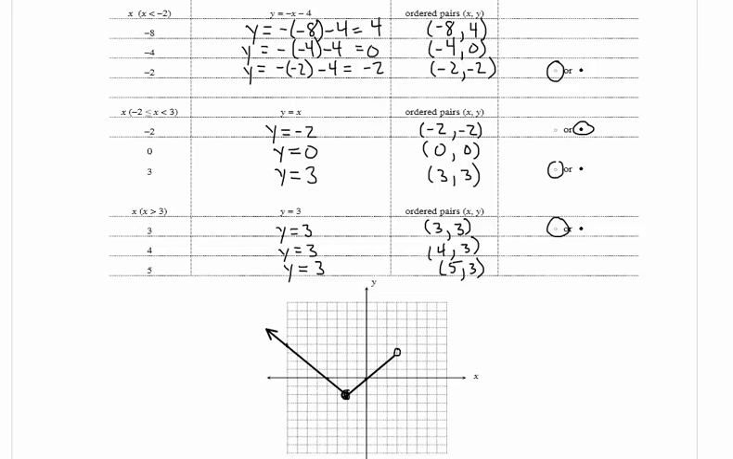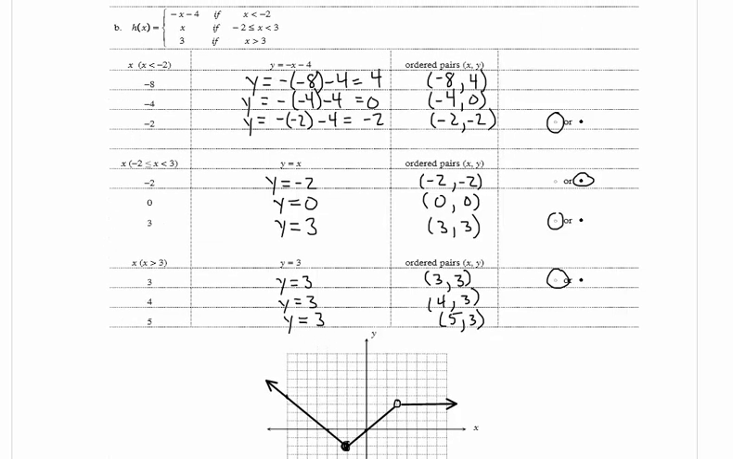And now the last piece of this function that we need to draw in is the horizontal line at y is equal to 3 from 3, but not including 3, to infinity. So we have this horizontal line from 3 to infinity at y is equal to 3, and not including that endpoint. So now we need to look at domain and range.